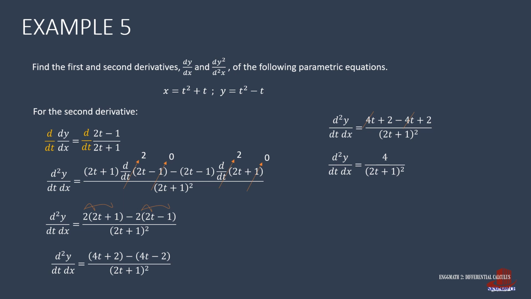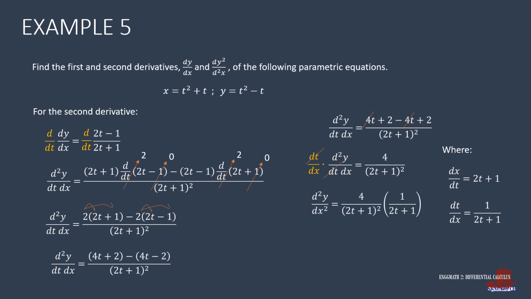Since the equation has already been simplified, we can now multiply dt all over dx, where dx over dt was solved earlier as 2t plus 1. Take its reciprocal to have dt all over dx, and have this multiplied to the equation. Finally, the second derivative of y with respect to x is 4 over the cube of the quantity 2t plus 1.